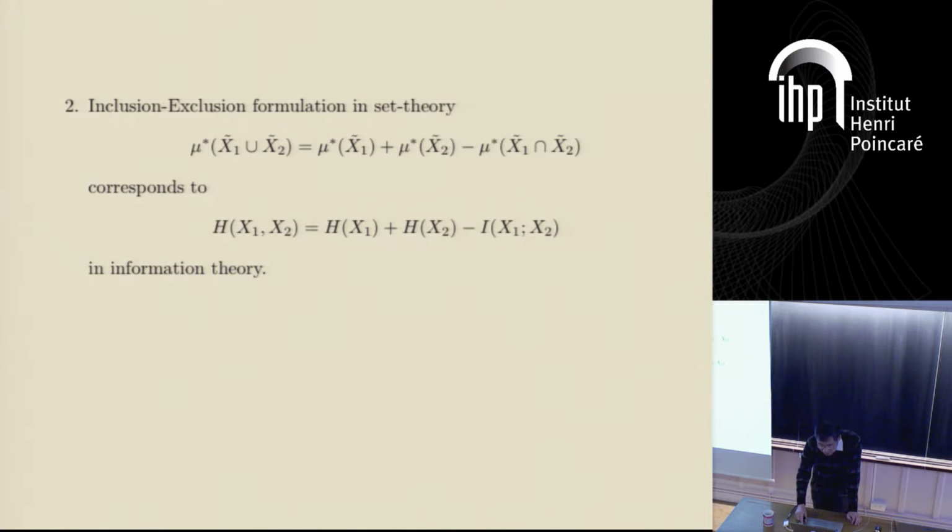As an example of the one-to-one correspondence, we have the inclusion-exclusion formula in set theory for any set additive function. Mu star of x1 tilde union x2 tilde is equal to mu star of x1 tilde plus mu star of x2 tilde minus mu star of x1 tilde intersect x2 tilde. And if you do this translation, it becomes the well-known identity in information theory. So I just go through this.